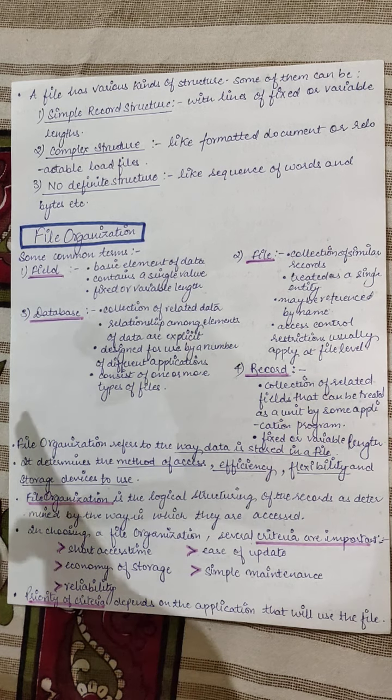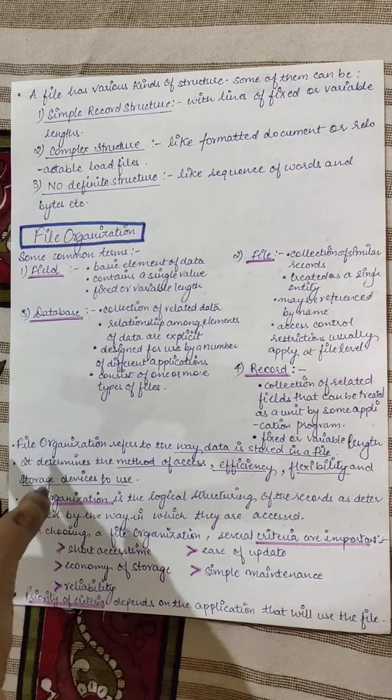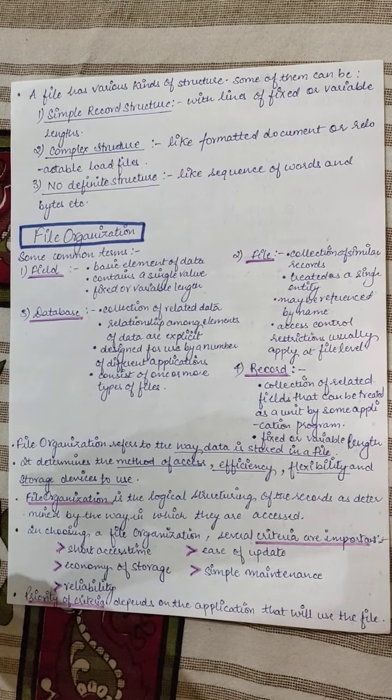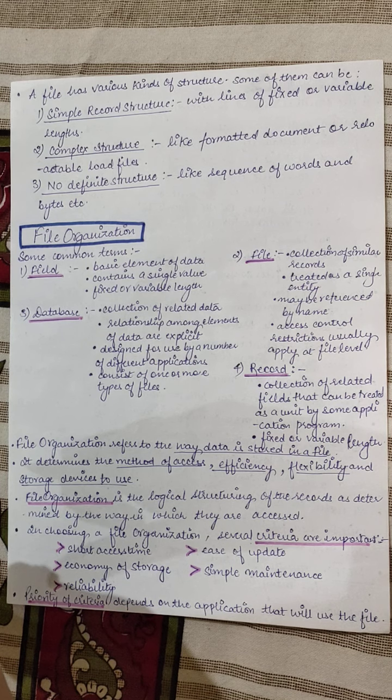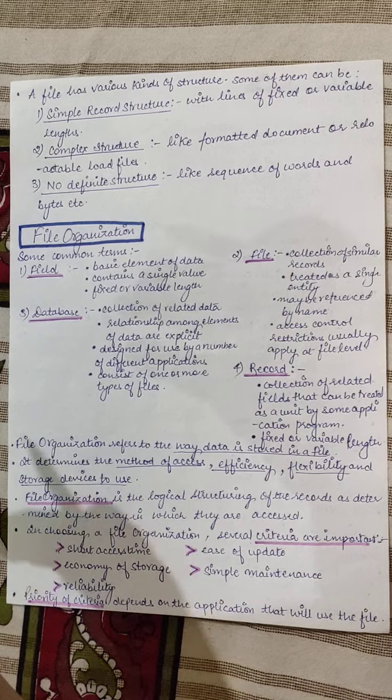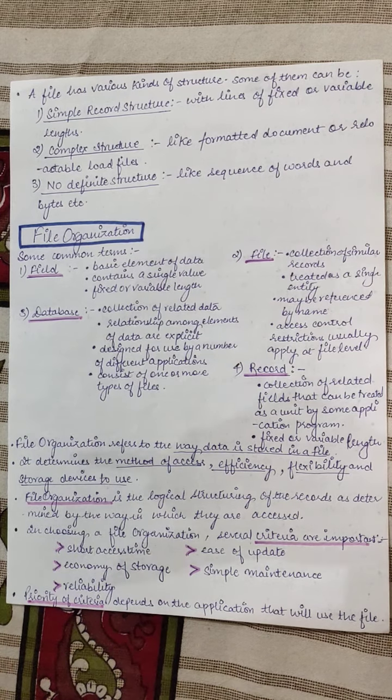So in file organization, you should be aware of a few terms. Like what is a file, which we have already discussed: a collection of similar records, right? And it may be referenced by name. And the access controls, right, it can be just a read file, or a read-write file, or a read-write-execute file for some, right?